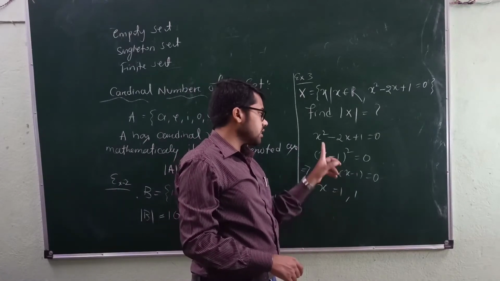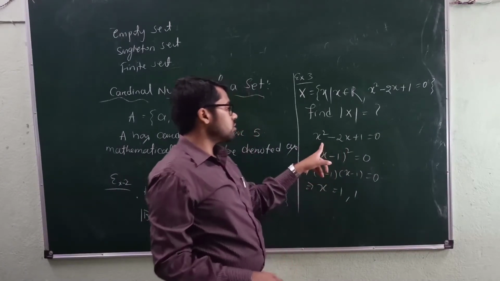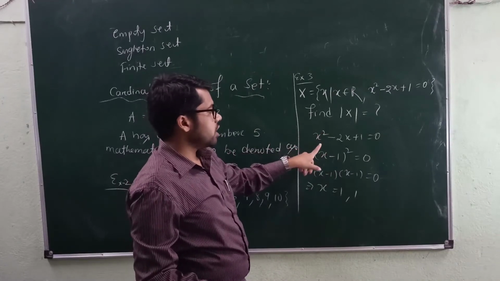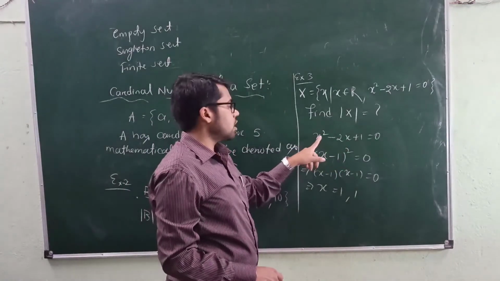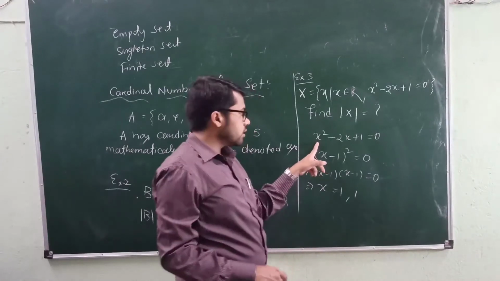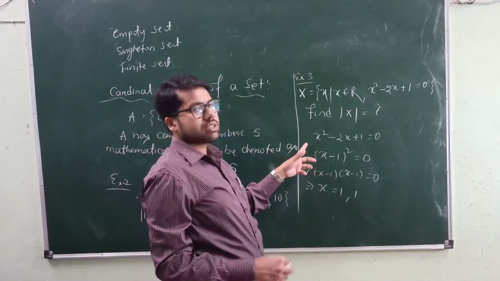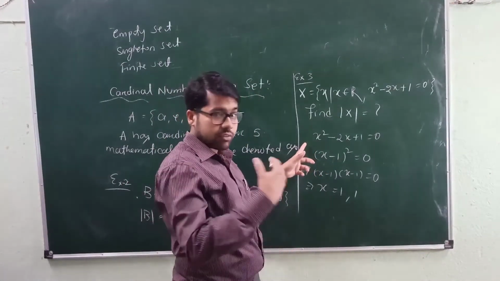A quadratic equation is an equation whose greatest power of the variable is equal to 2. We know that a quadratic equation gives two roots, that means two values.